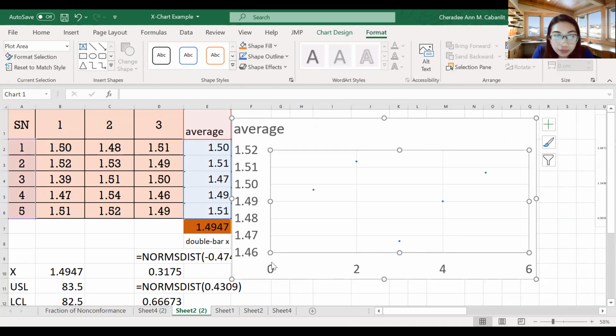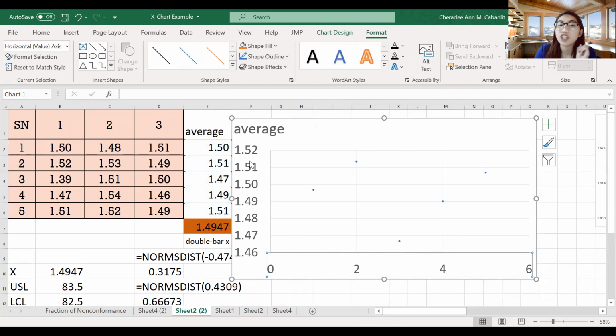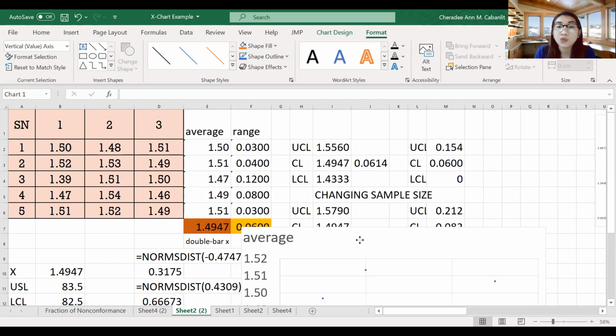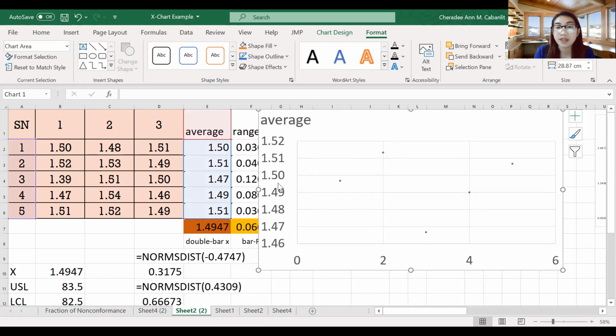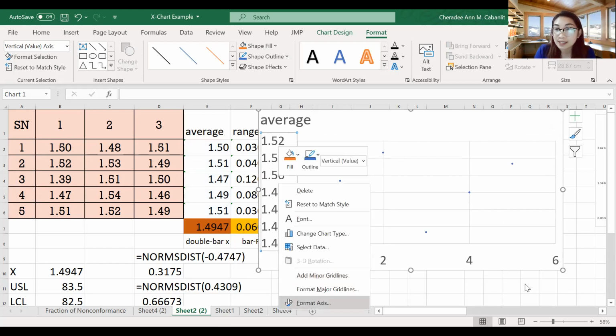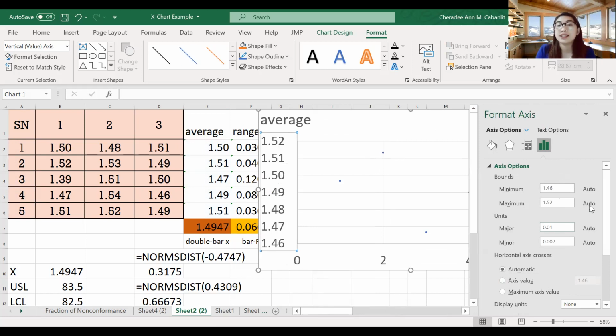So, ang next na itong buhaton is, we will just change the vertical axis, no? The vertical axis or the Y. The Y na axis, ato lang na siyang usbon based on the UCL and the LCL. So, your center line is 1.4947. We're assuming na ato na siyang na-solve, no? So, 1.4947. So, ang buhaton na to guys is i-highlight lang nato na siya. Then, format axis.